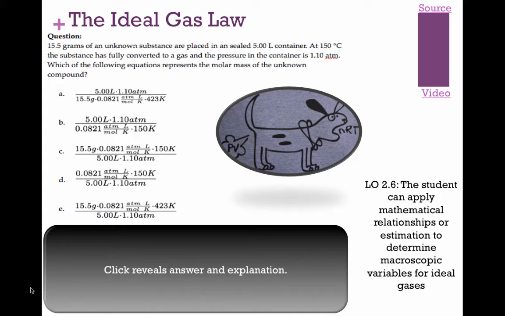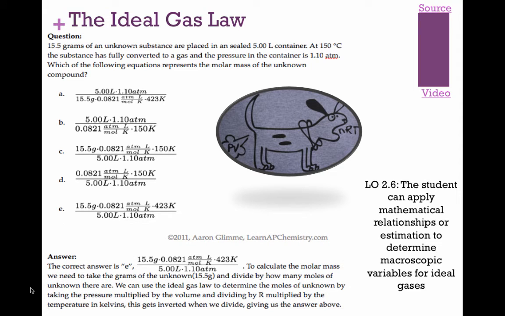What is the difference between C and E? Temperature. Temperature that they give you is 150 Celsius. Is that the same as Kelvin? No. Right, your answer is E. Okay, to calculate molar mass, though, you just do grams over moles. So you could solve the ideal gas law for n, do 15.5 over n.